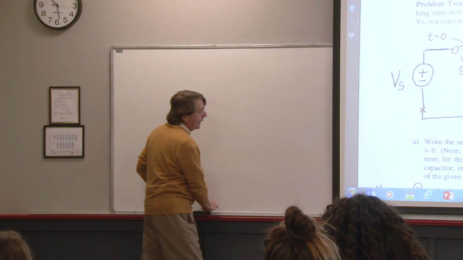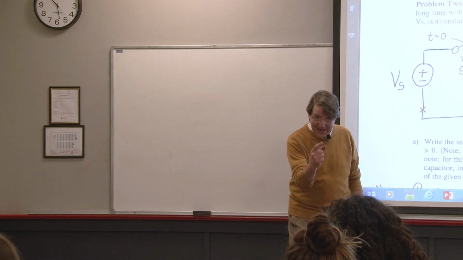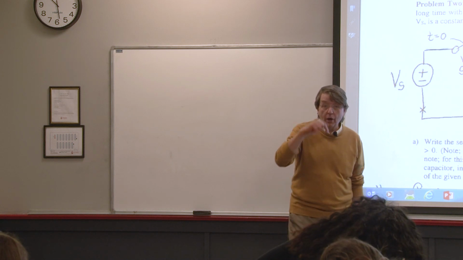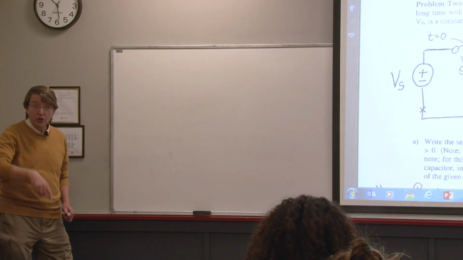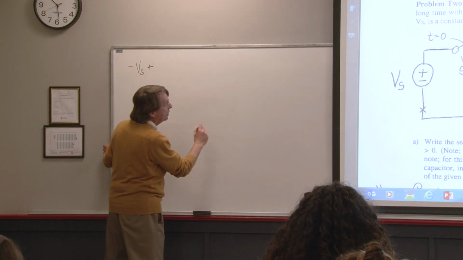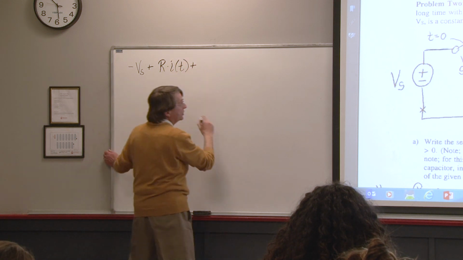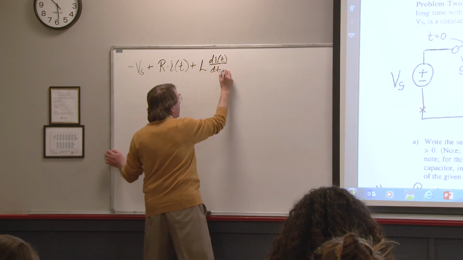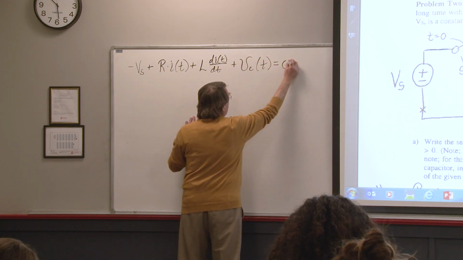Okay. All right. I ask you for the current. Here we go. The final push. I ask you for the current. Second order system. What do you always do? Take a walk. Okay. So take a walk. Now we did this morning. I know you're going to get it. Take a walk. Minus Vs plus R times I of t plus L di/dt plus the voltage across the capacitor equals 0.